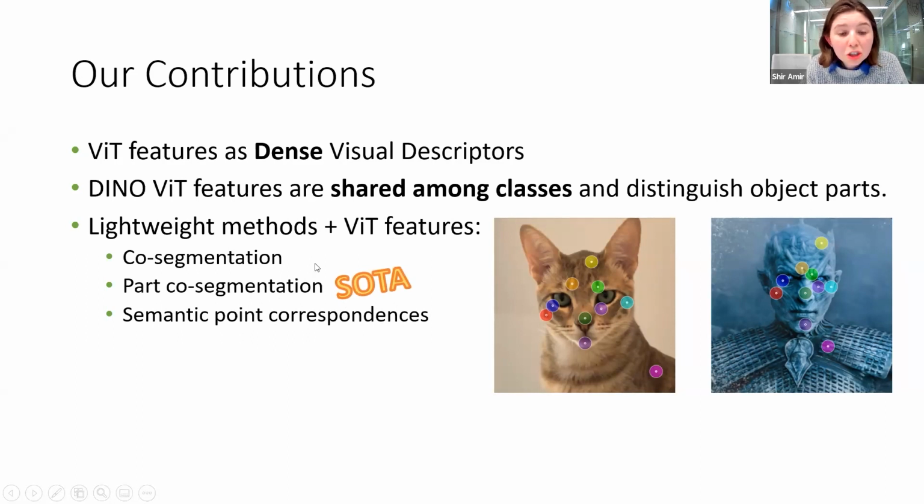So in a nutshell, by creating dense descriptors from these ViT features, we figured out they are very well suited for co-segmentation and part co-segmentation tasks. And again, this is quite interesting because the methods that we used on top of these features are very lightweight, so they involve neither extra learning nor fine-tuning.